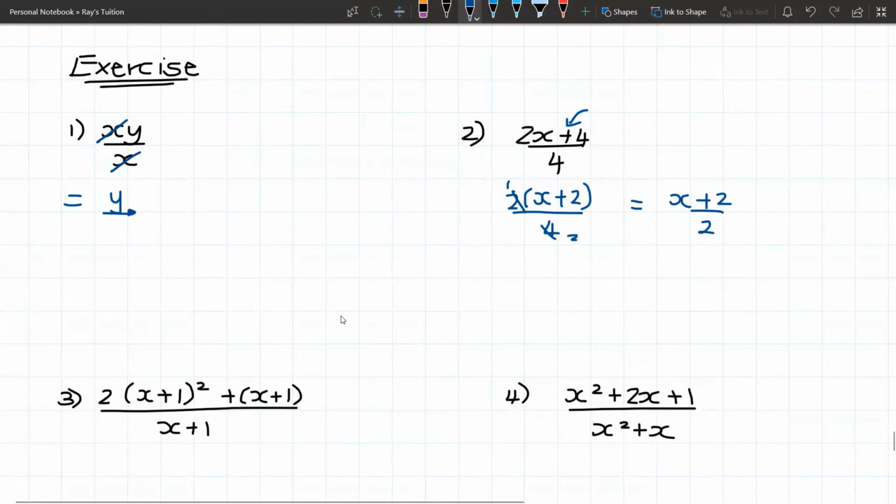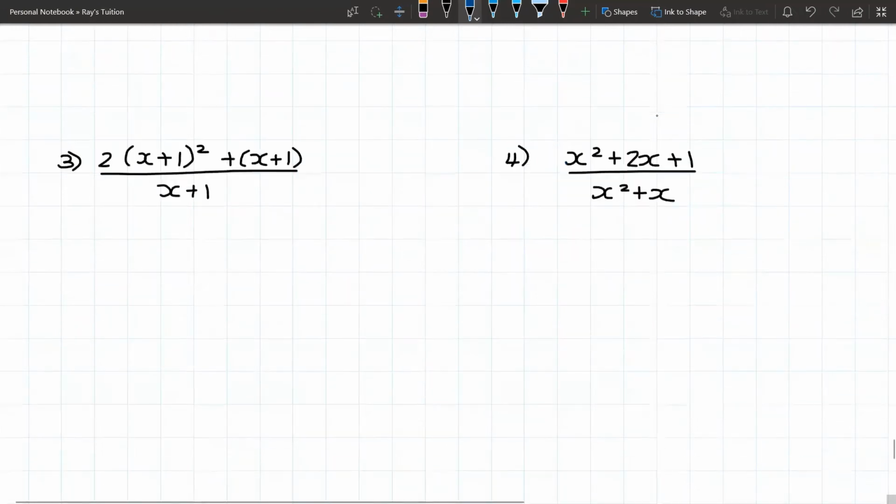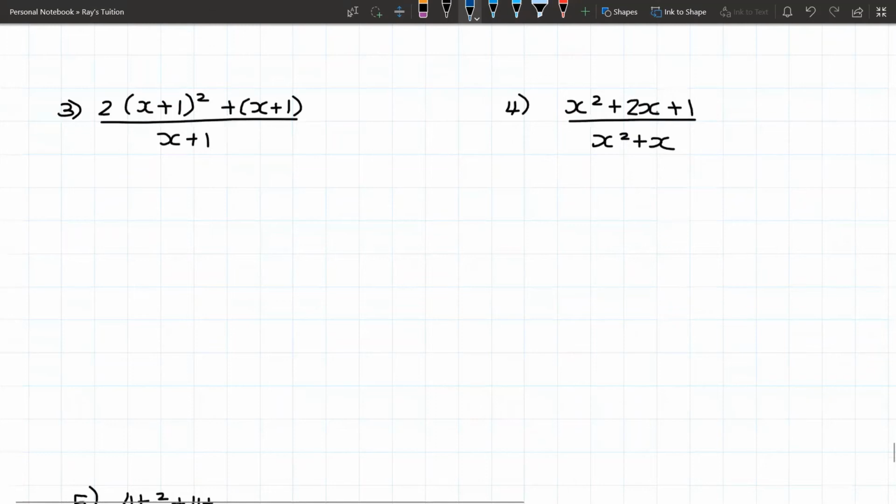Okay, I really hope you've understood the concept that we cannot cancel over a plus or a minus. Let us have a look at the next one. Now again, it's so tempting. You want to cancel this x plus 1 with that one. We cannot cancel over a plus or a minus. What we can do is we can factorize.